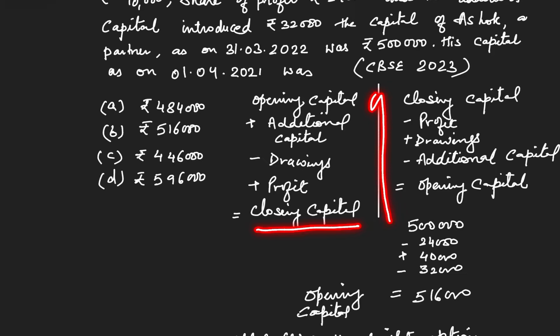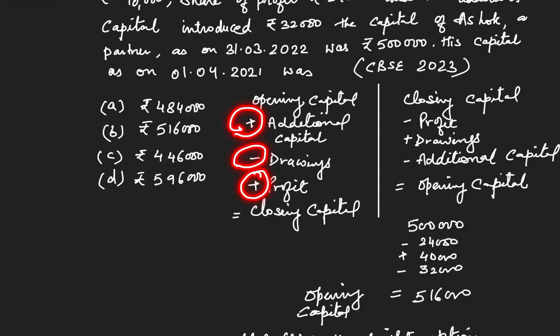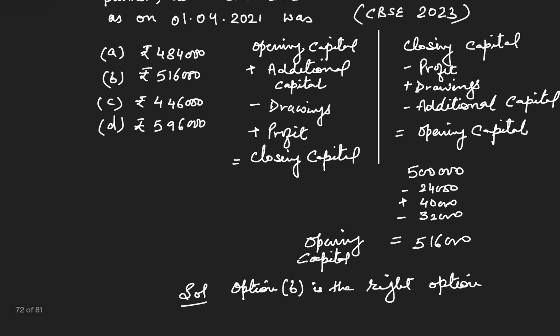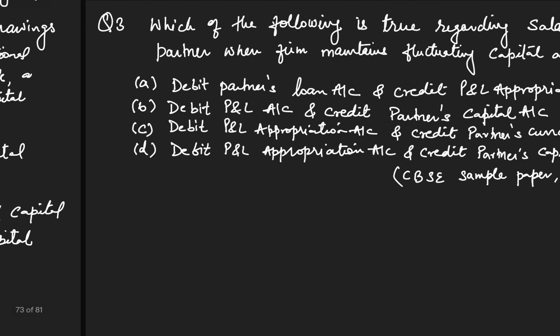Why have we done this? Because closing capital is given and we are moving in the reverse direction. We have to nullify the effect of all these items which were adjusted, right? And thus after adjusting these items we get 5,16,000. So option B is the correct answer.